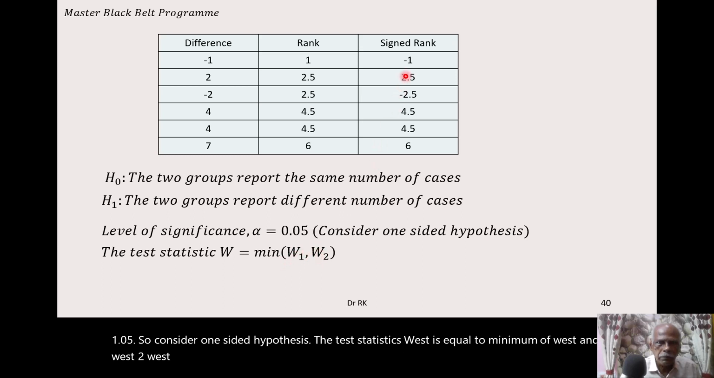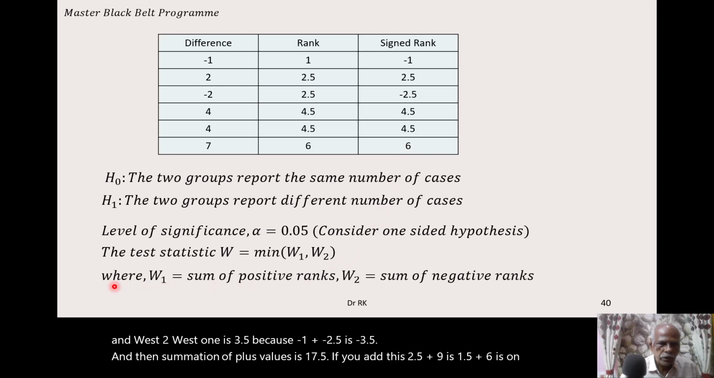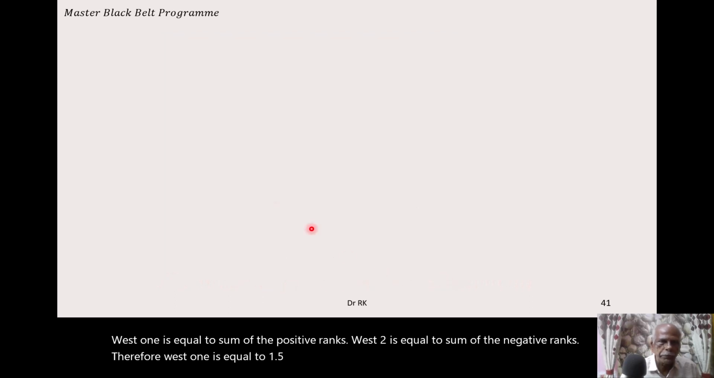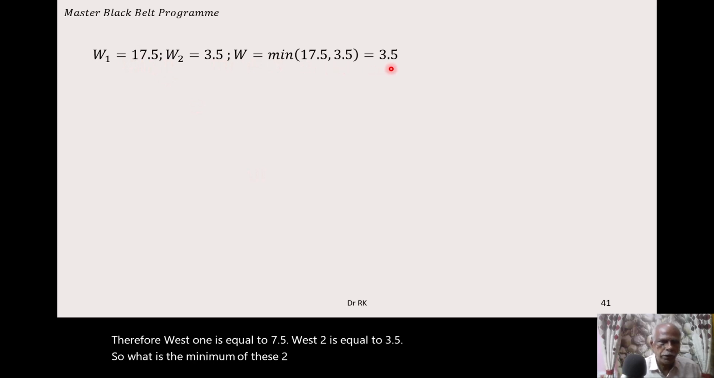W1 is 3.5 because minus 1 plus minus 2.5 is minus 3.5. And then the summation of plus values is 17.5. If you add this, 2.5 plus 9 is 11.5 plus 6 is 17.5. So W1 is equal to the sum of the positive ranks, W2 is equal to the sum of the negative ranks. Therefore, W1 is equal to 17.5, W2 is equal to 3.5. So W is the minimum of these two values, that is 3.5.